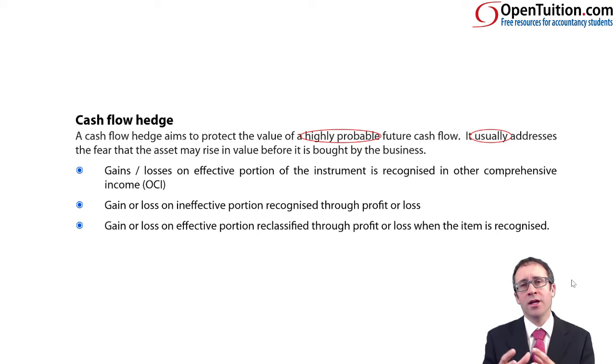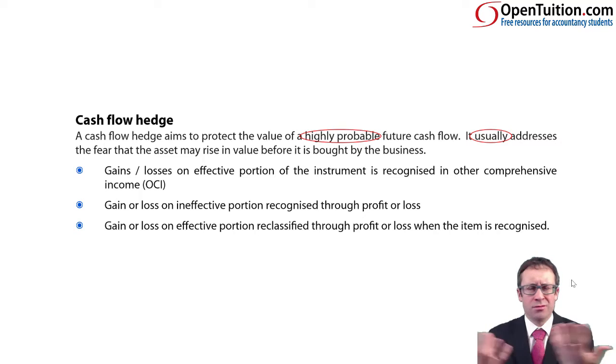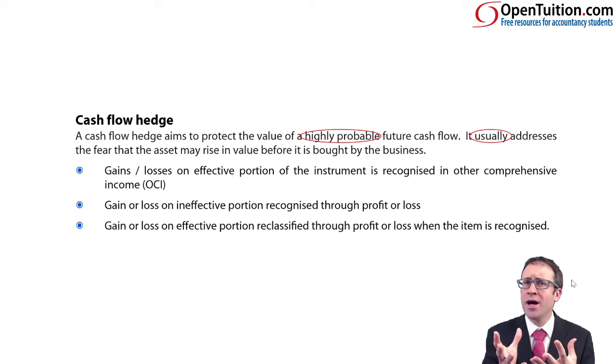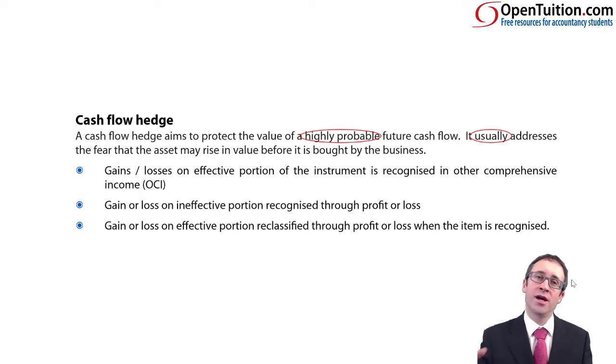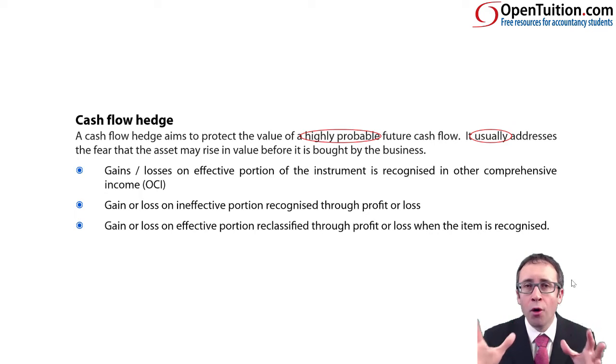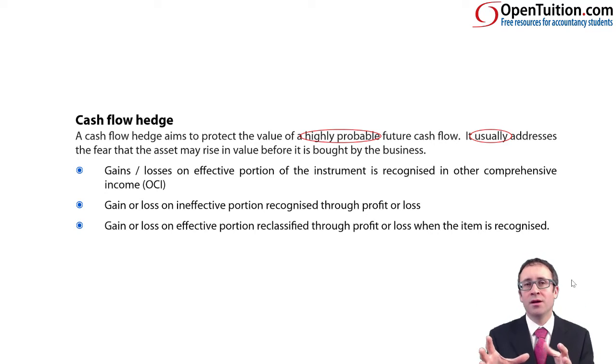The issue that we've got here is when we look at the item, the future purchase, nothing's happening. It's not recognized within the accounts, is it? So there's not going to be any gains or losses just yet on that item. So when there are gains and losses on the instrument which we've entered into to protect against the increase in value of the item, where are we going to take those gains and losses? It's a derivative. Normal derivative IFRS 9 treatment says take it to profit or loss, but we're in cash flow hedge accounting. So the gains and losses here are recognized in other comprehensive income.